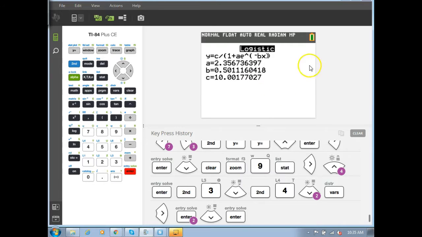So when you go to write down this function, you're going to write down y equals c, the constant that's at the top. So just go ahead and round that off to 10 because it's 10.00. And then you divide by 1 plus a, which is 2.36, times e to the negative bx power. So it's going to be the negative, go ahead and round to 0.5, times x power. That's the function.